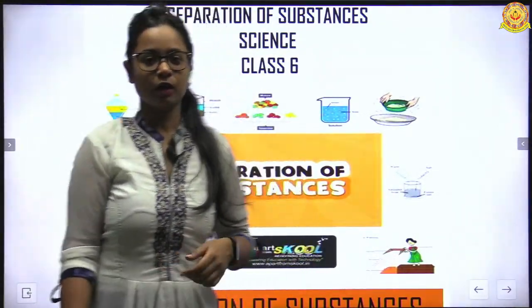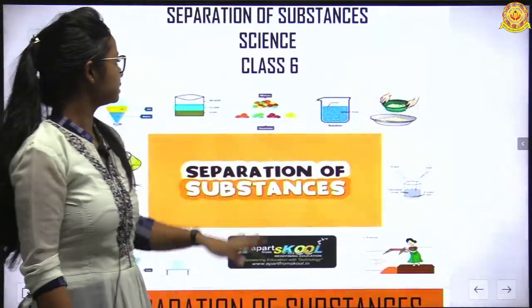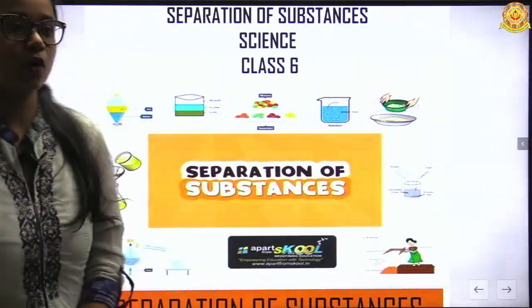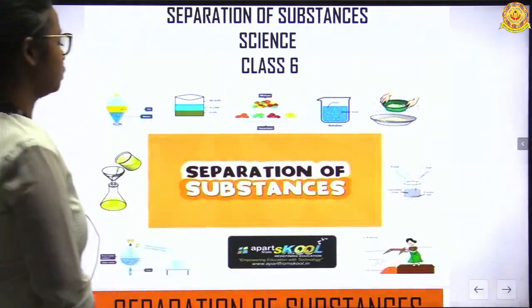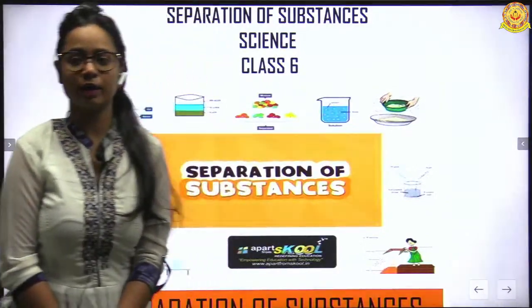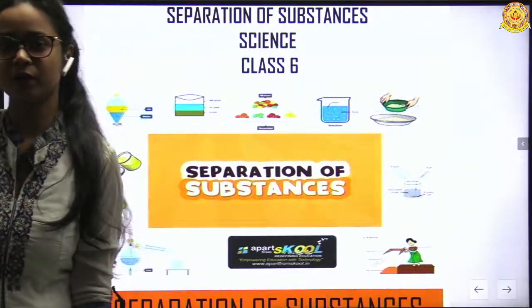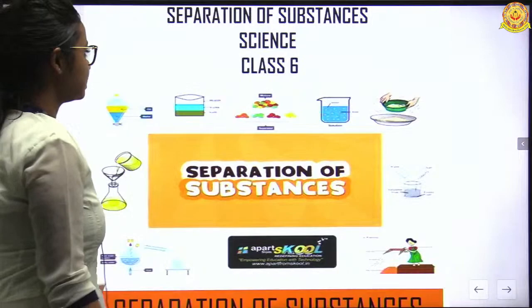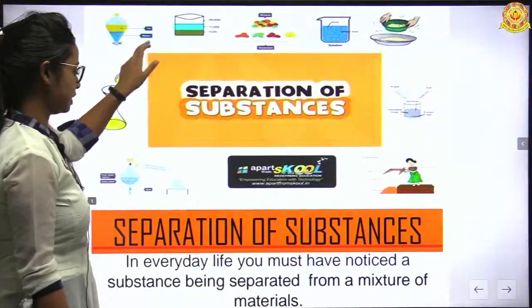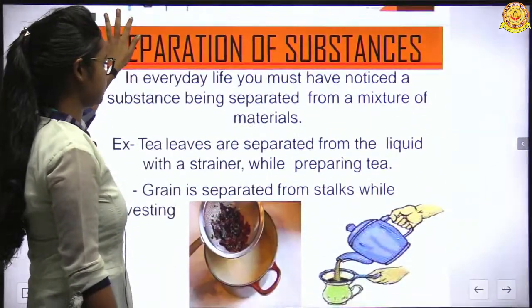So today our topic is separation of substances. As you all know, separation means to separate things when you have two or more substances together. To separate them, that is called separation of substances. So we will start with this chapter today: what is separation of substances.